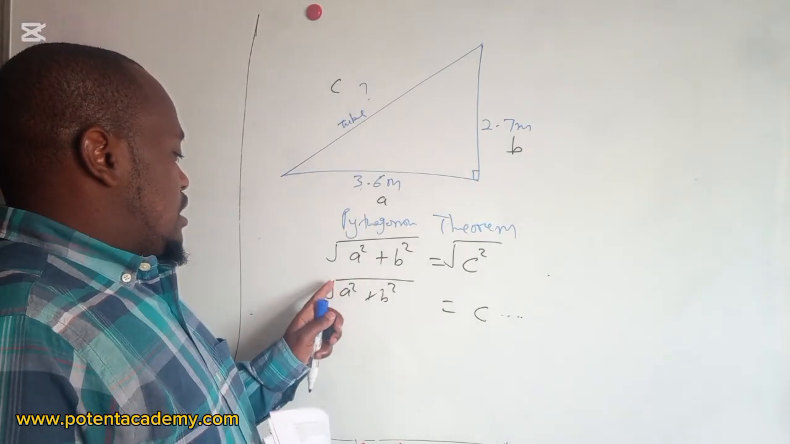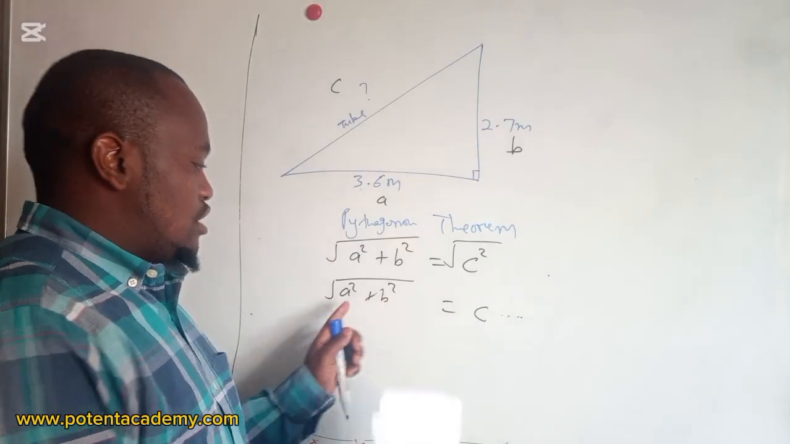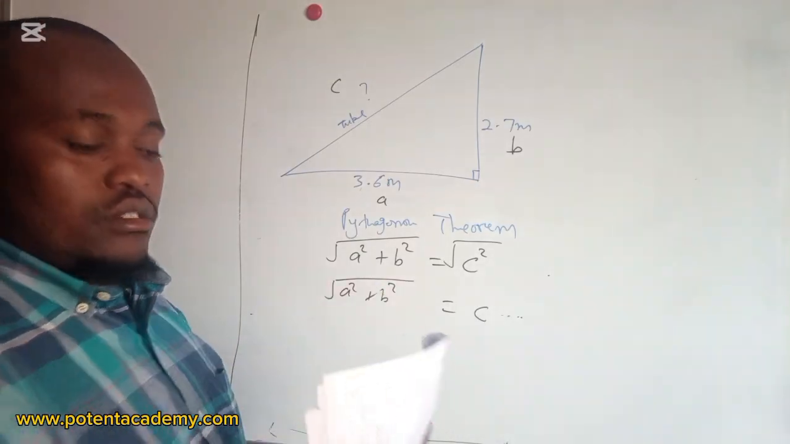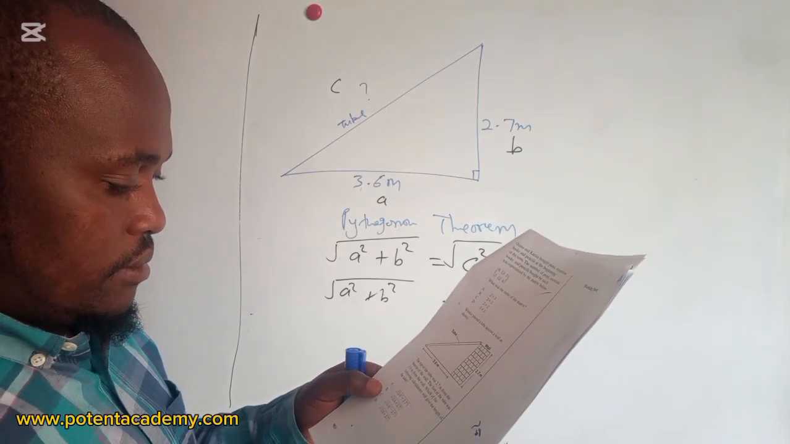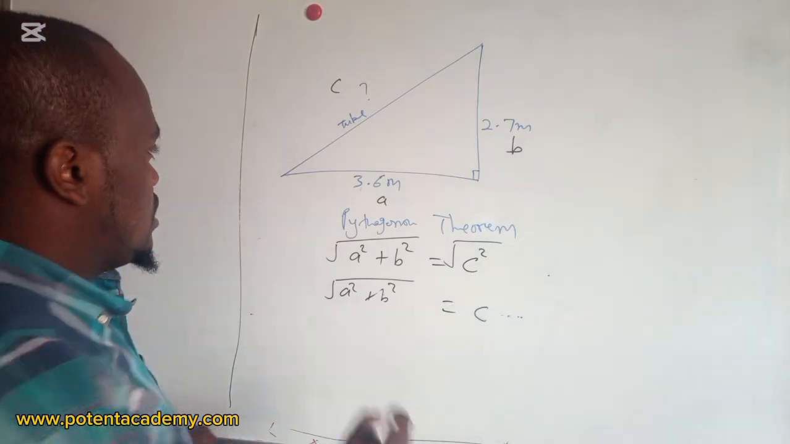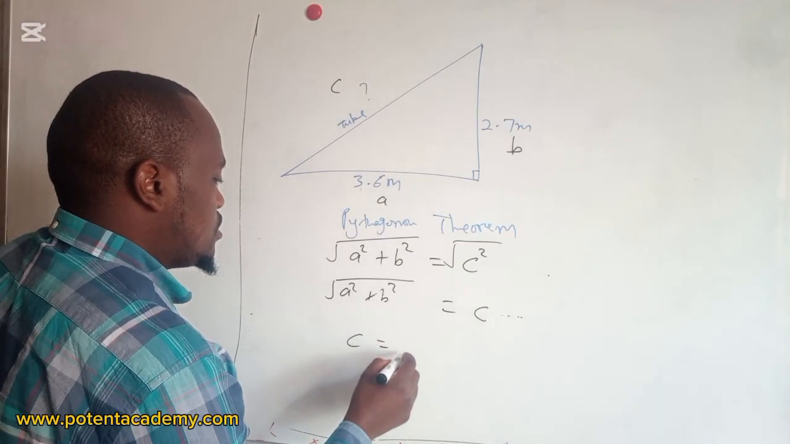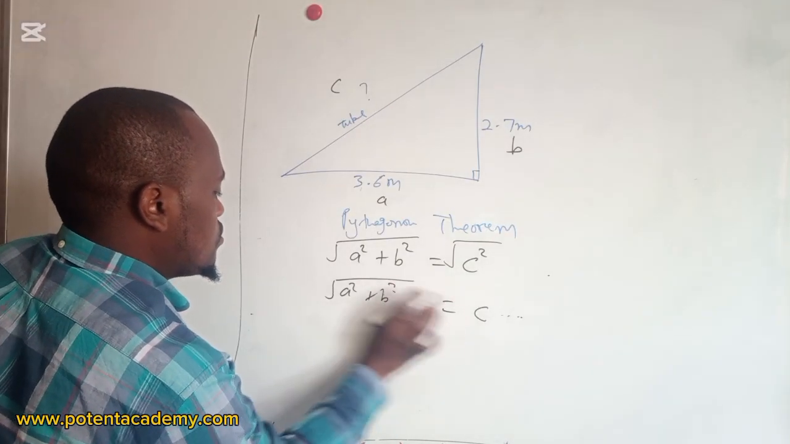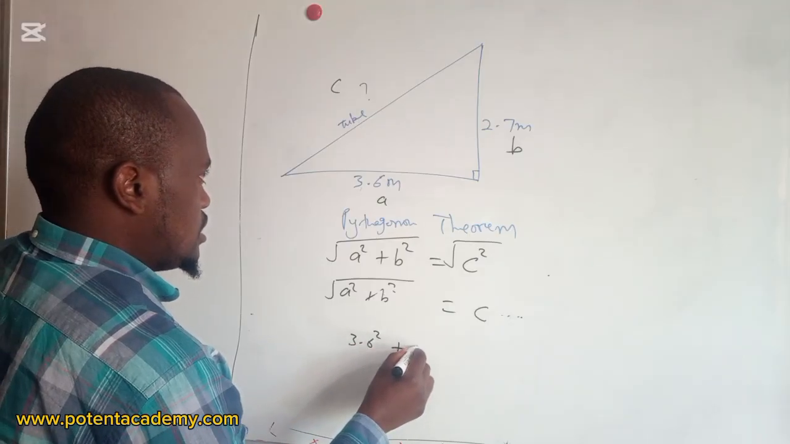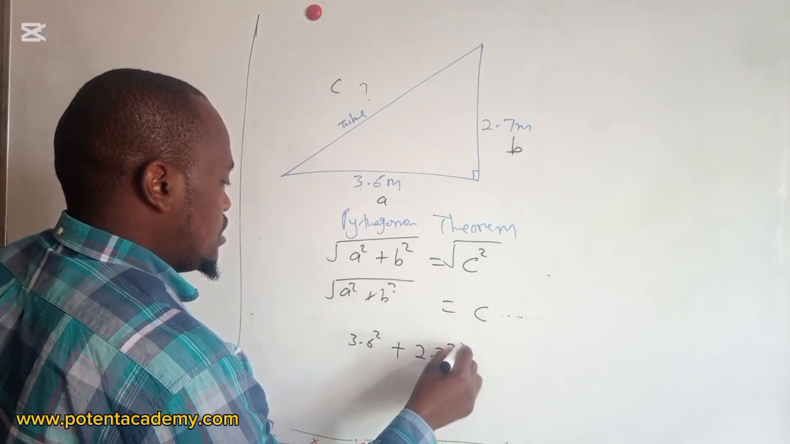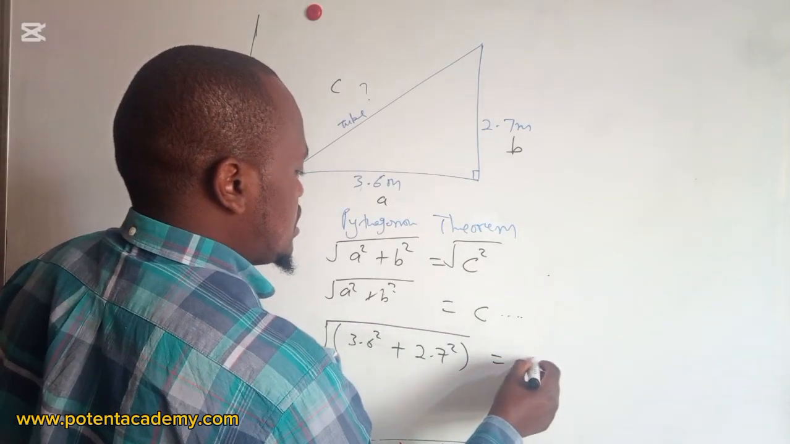There's no way you can, when you put this sign, you cannot solve this. You have to square them first, you add, then you do the square root. So our correct answer there should have been A. Yeah, 3.6. So to get this C, we'll have to say 3.6 squared plus 2.7 squared, then do a square root for all this will give us C.